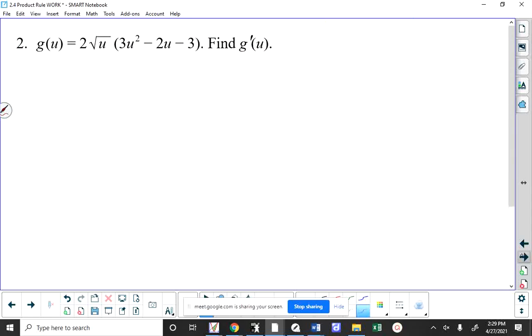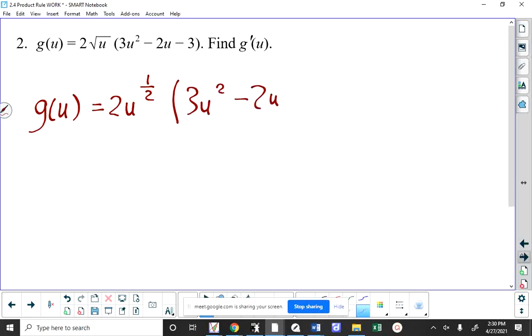G of u, well, it's just a letter, equals 2 root u. So I'm going to write G of u equals 2 u to the half times 3u squared minus 2u minus 3. The way this textbook teaches stuff seems a little out of order to me because if you want to differentiate this, I think it's simpler for you to multiply this through first and avoid the product rule. But you will not be able to avoid the product rule all of the time, which is why we're going to get used to using the product rule with stuff, even though we don't need to use the product rule.